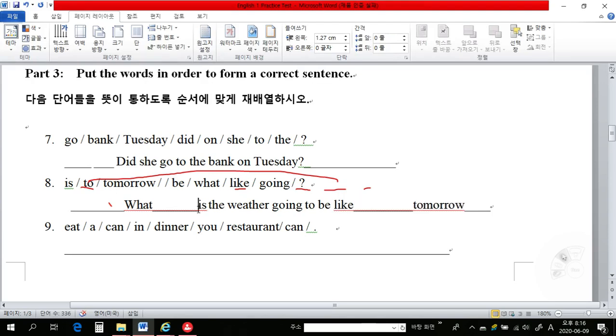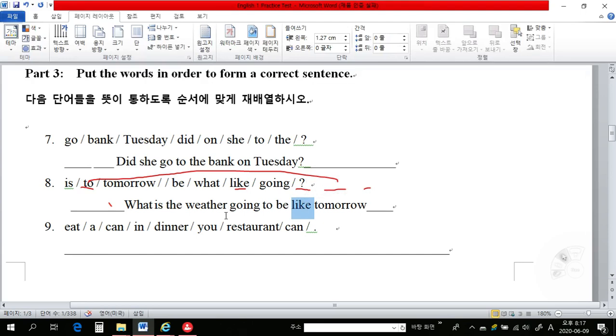This is something that you would have studied in Unit 12. We talked about the weather. It's going to be humid. It's going to be windy. It's going to be hot. There might be different ways to describe that. So what is the weather going to be like tomorrow? That's something we studied in Unit 12. So going to be like, you're trying to describe something.